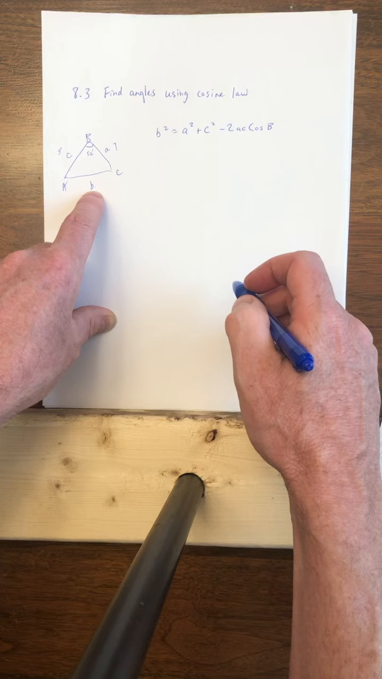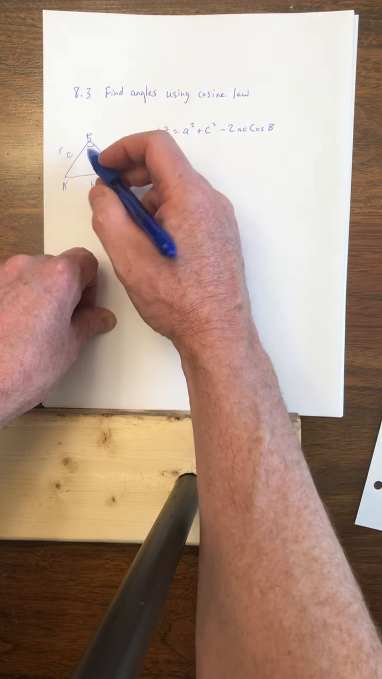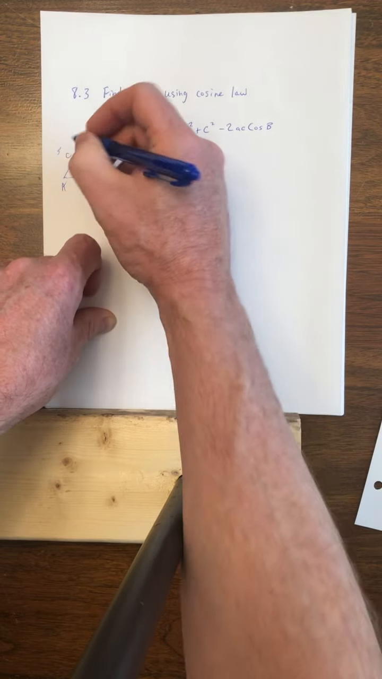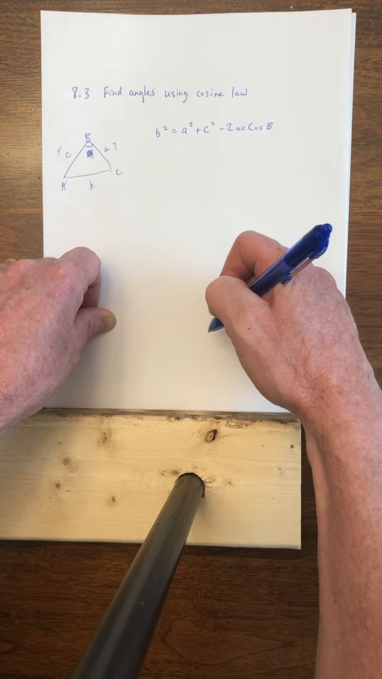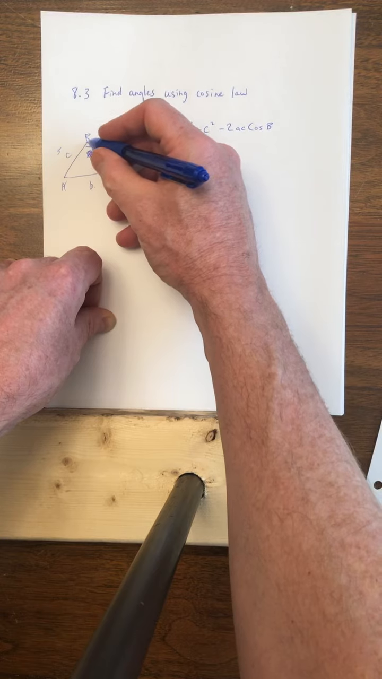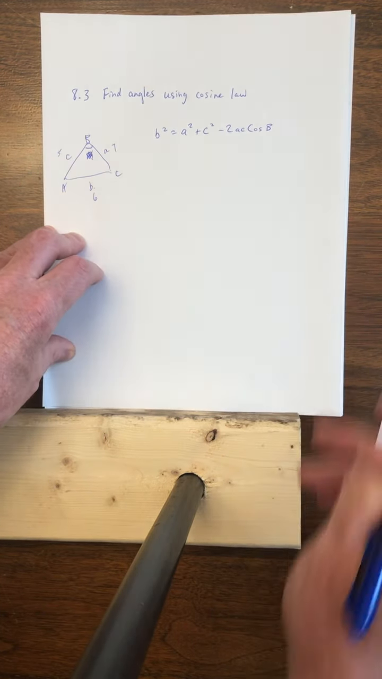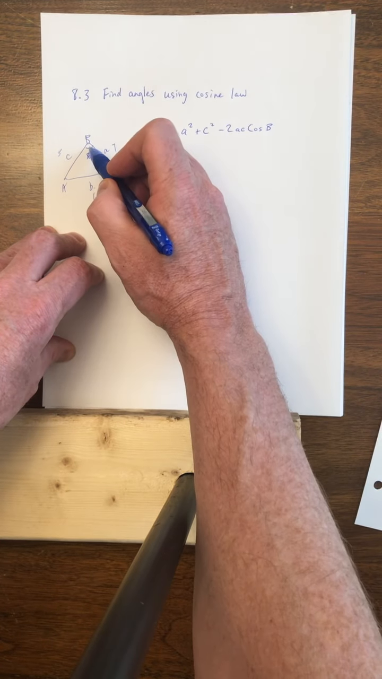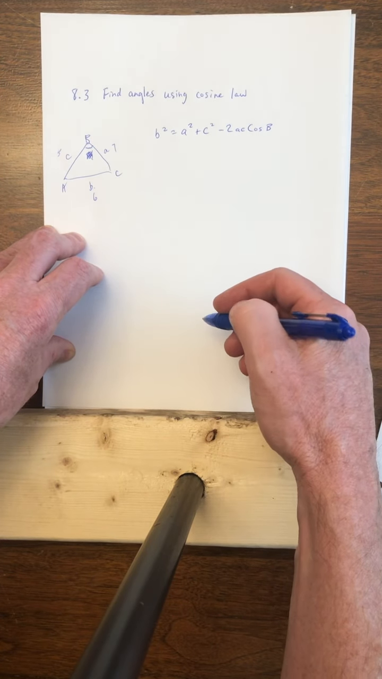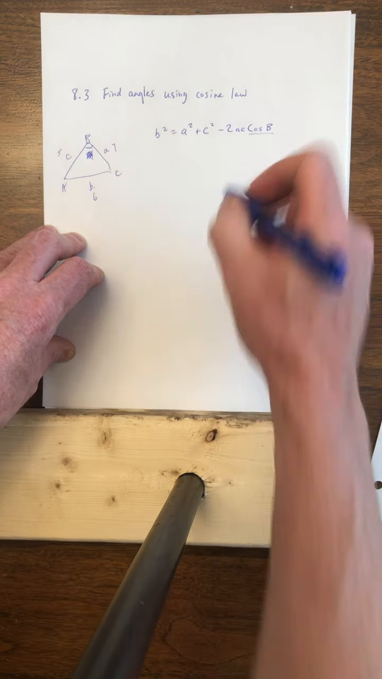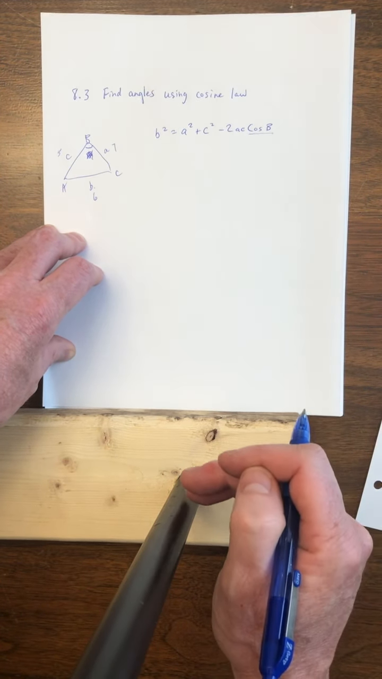Today we're going to use that to find angle B. Let's say we didn't know what angle B was, but we do know what side B is. We can rearrange this formula to solve for angle B. And in rearranging, what we want to do is get the cosine B on its own.